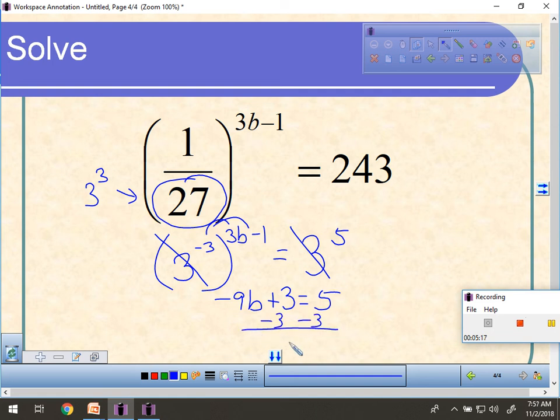Subtract 3, so you get negative 9b is equal to 2, and then divide by negative 9, and you get your answer of negative 2 over 9. That would be your answer for that one.